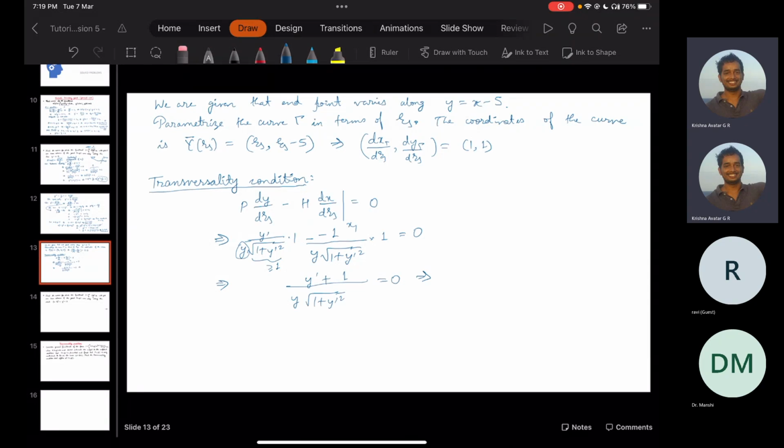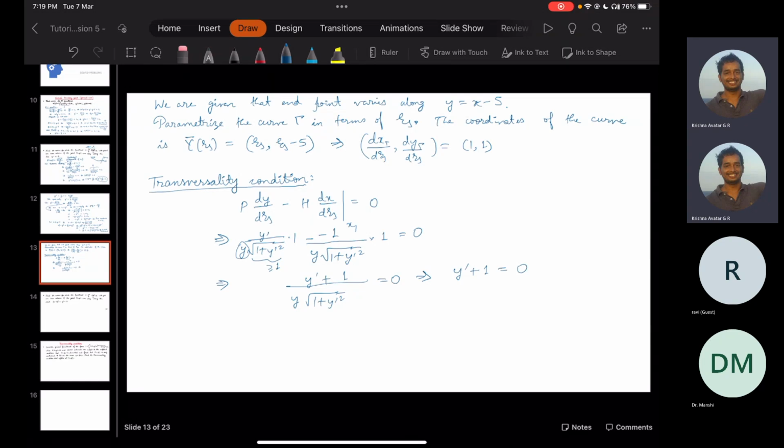And this we can just take the denominator to the right hand side, and then we'll just have y prime plus 1 is equal to 0. And this has to hold at x1. So our condition is at x equal to x1.